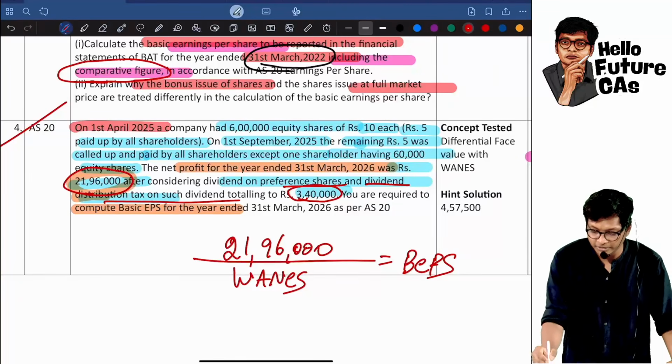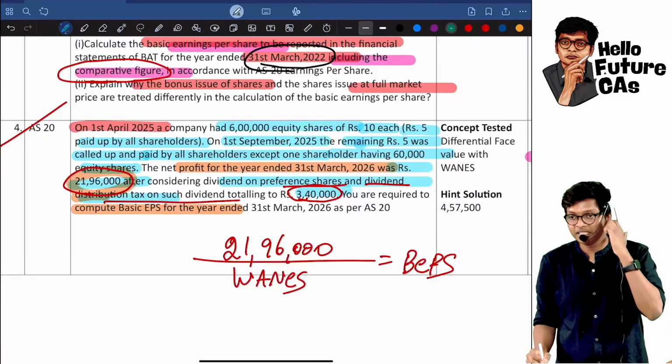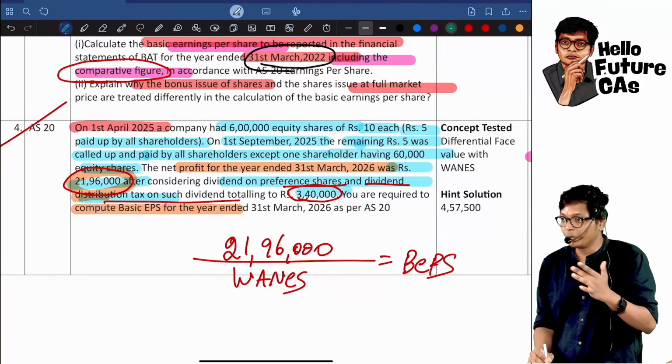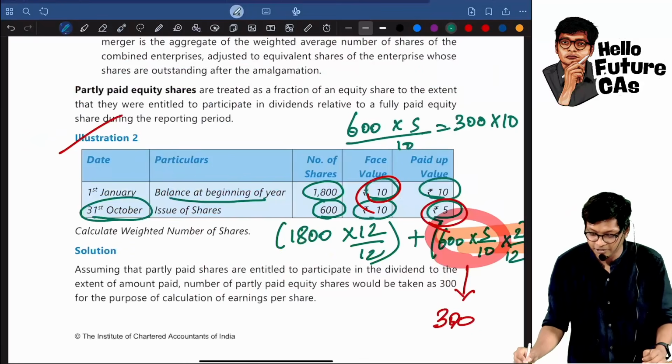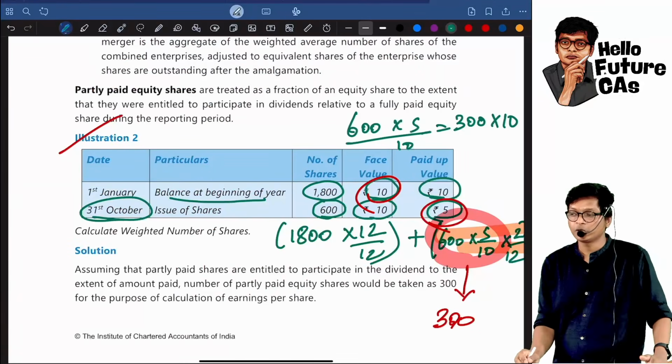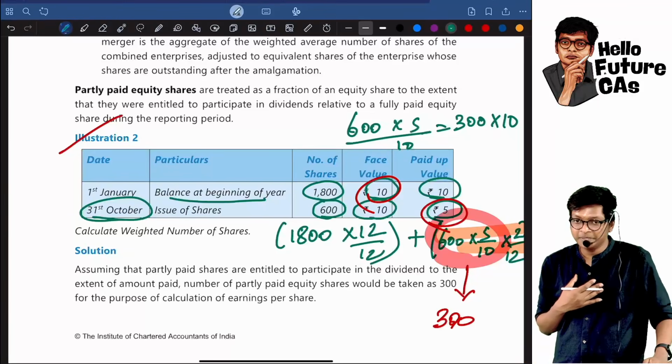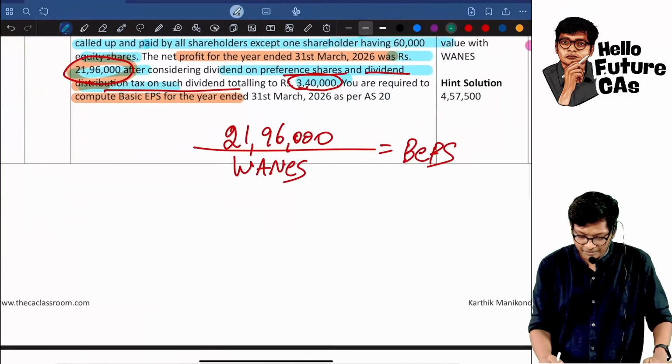Now this question is about finding Vains with differential face value and paid up value with calls in arrears. As an illustration, it is basic. Are you following, guys? All of you with me? How do we do it? Very simple. Here I will do it.